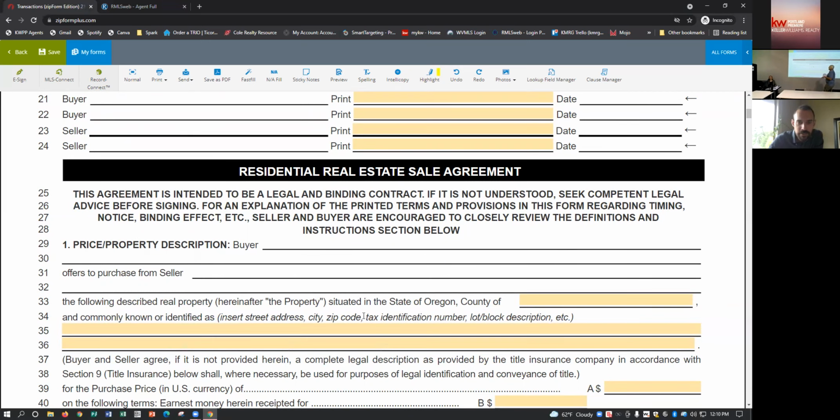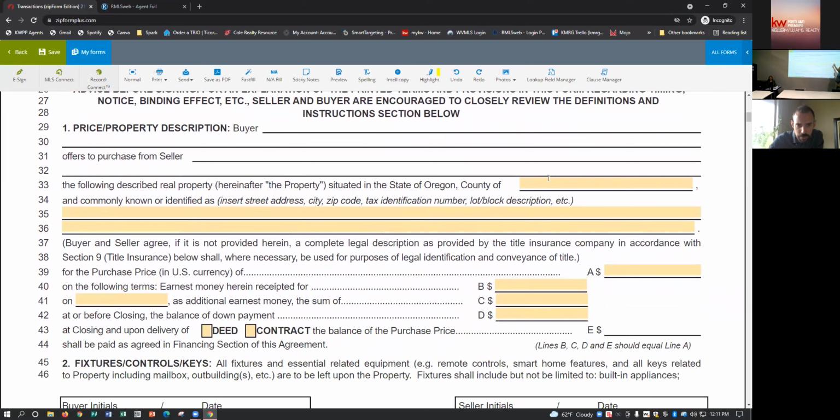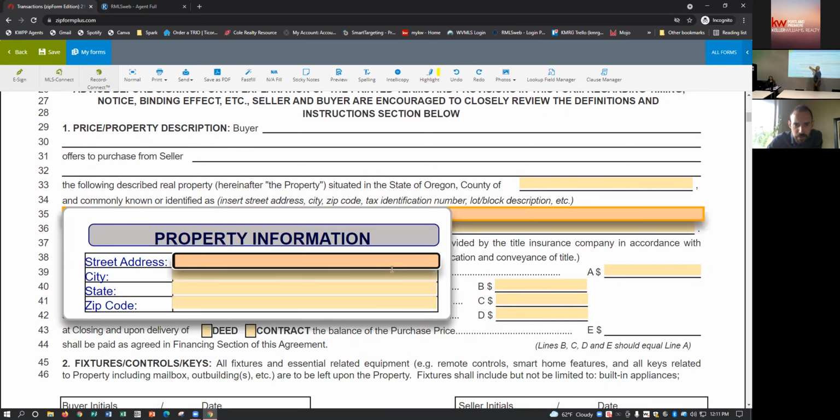Okay, some of this information is going to auto-populate. So the price, property, description: you put the buyer's name in there, and it's going to auto-populate down here. Same with the seller. Down here, we're going to put the county that the property is located in, and the street address. If you click on that, it pulls up a window: street address, city, state, zip code.